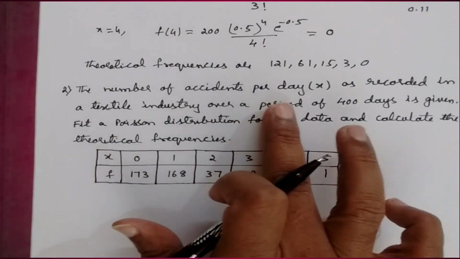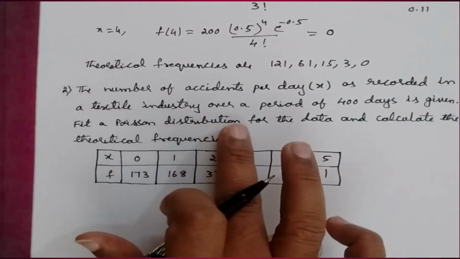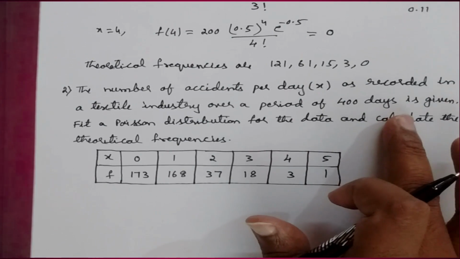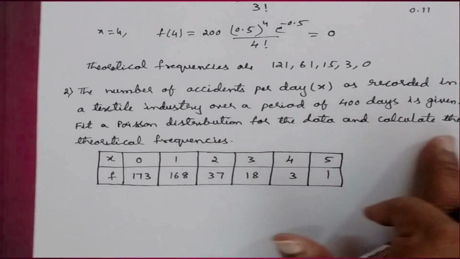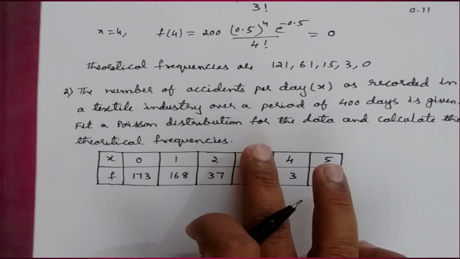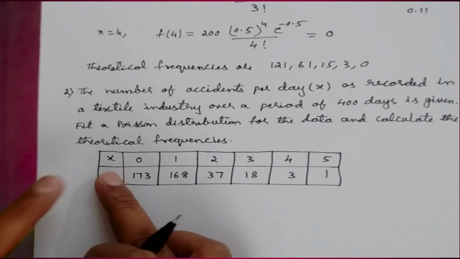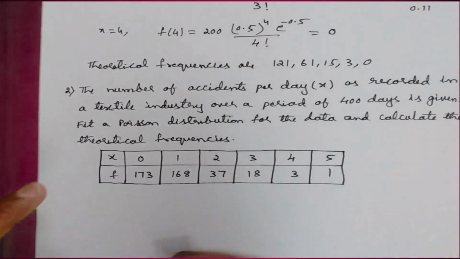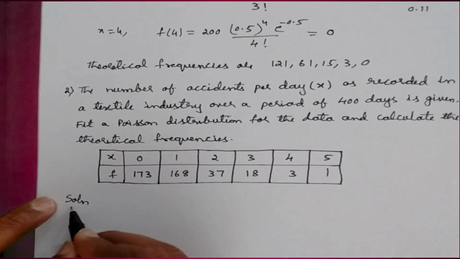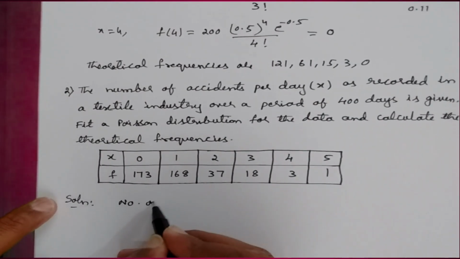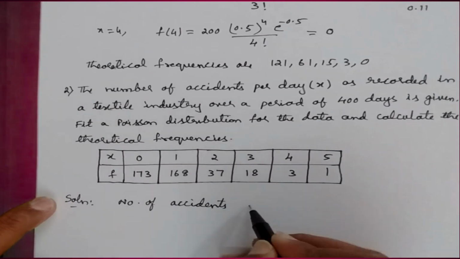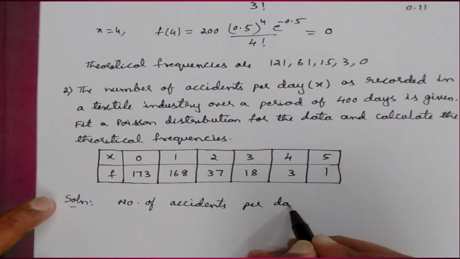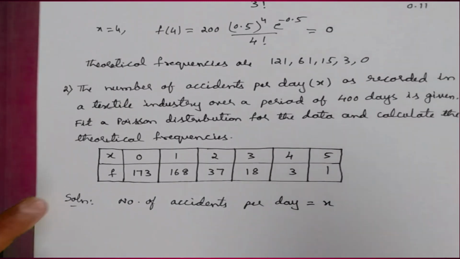The number of accidents per day as recorded in a textile industry over a period of 400 days is given. Fit a Poisson distribution for the data and calculate the theoretical frequencies. So x here represents the number of accidents per day. So you can write down number of accidents per day. We'll take it as x over here.